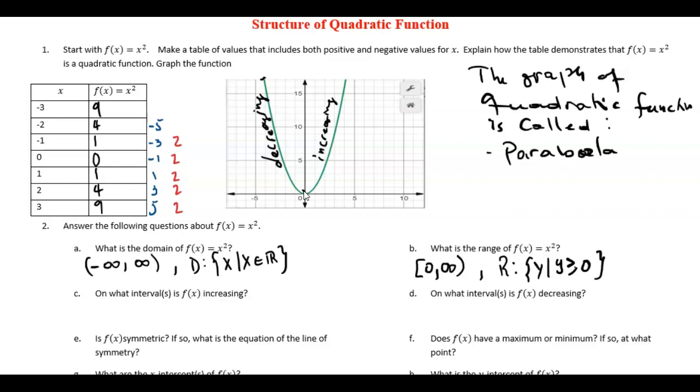Now, once you make that decision, you always select the x value. For increasing and decreasing, you select the x value. So it's increasing from x equals zero all the way to x equals infinity. So the way I'm gonna put this, it's increasing from zero to infinity. So that's my increasing interval. Now, decreasing. It is decreasing from negative infinity all the way to zero.